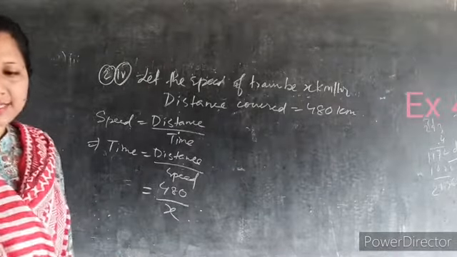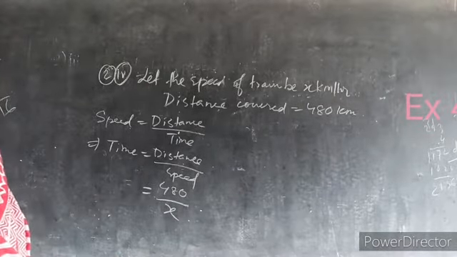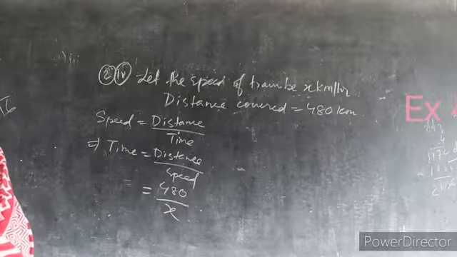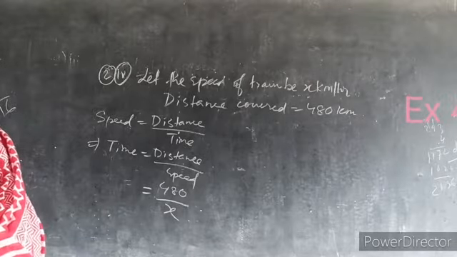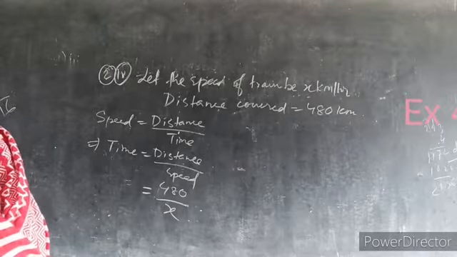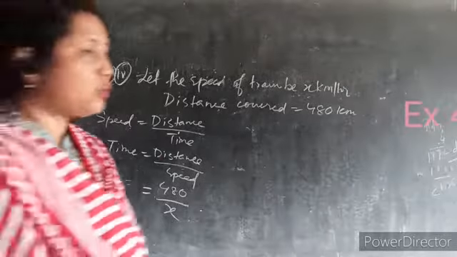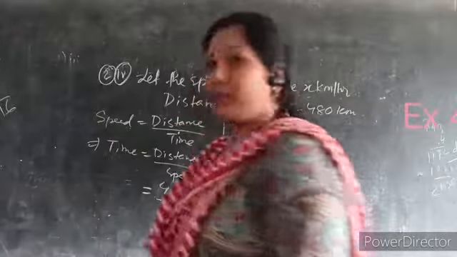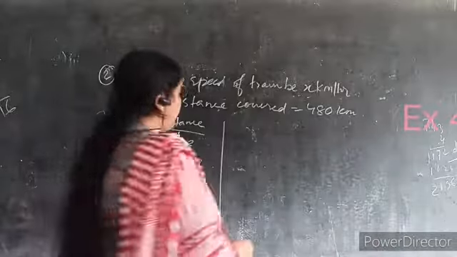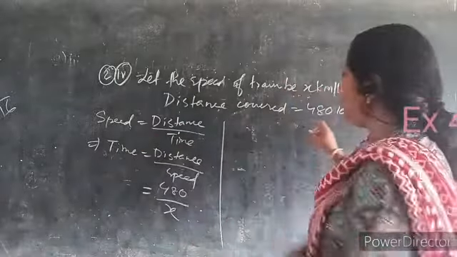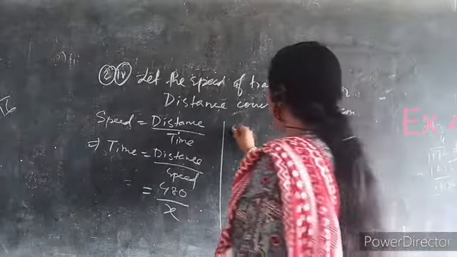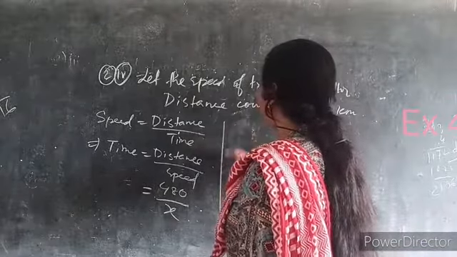What is the second case? If the speed had been 8 km less, then it would have taken 3 hours more to cover the same distance. Now we have to lower the speed of the train. Okay, now if the speed of the train has been lowered, so now what will be the time?